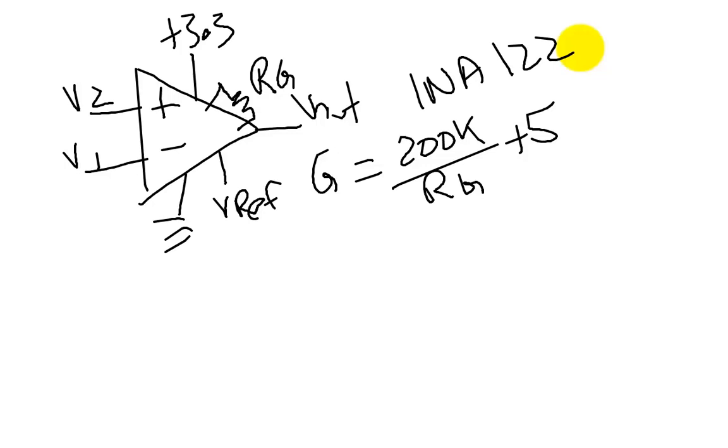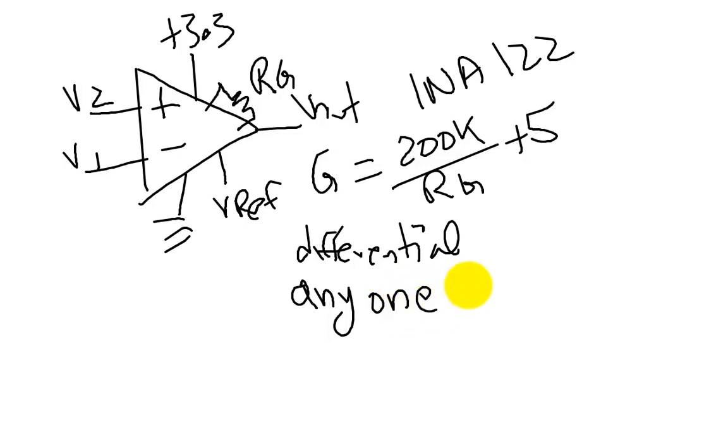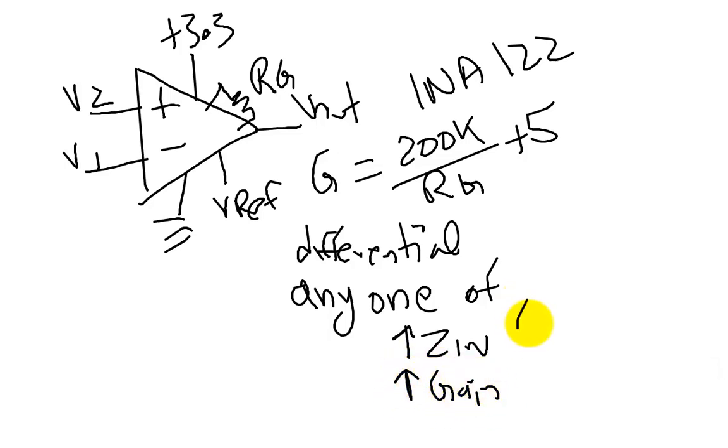You remember the reasons it must be differential. It must be, and then any one of large input impedance, large gain, or good common mode rejection ratio. Okay. Then we got the questions on that. That's pretty simple. That's a block. You just pick the R.